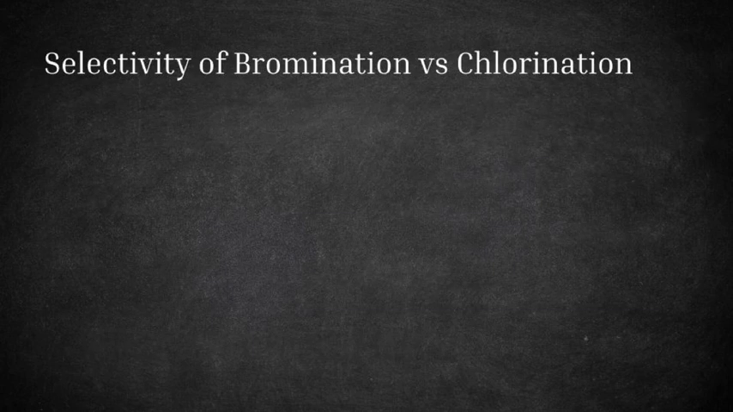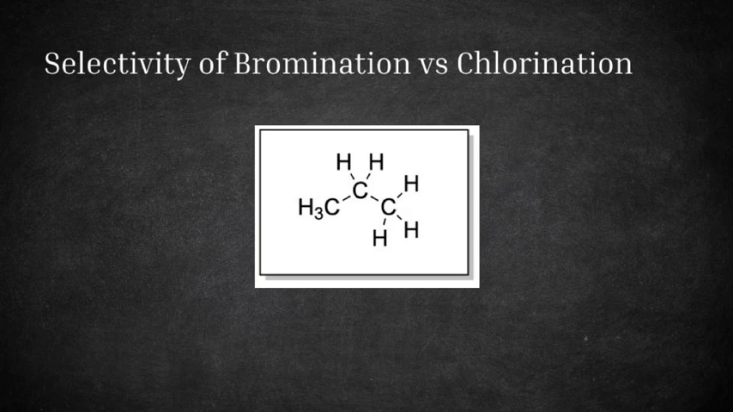Now we can put all the pieces together to discuss the reasoning behind the selectivity of bromination versus chlorination. Recall that earlier in the video, we learned that the hydrogen atom abstraction step is the rate-determining step of the free radical chain reaction. To understand the difference in selectivity, let's consider the bond dissociation energies involved in the free radical chlorination and bromination of propane, an alkane with both primary and secondary carbons. The energy required to break the C-H bond varies depending on whether the hydrogen is attached to a primary or secondary carbon, and this difference plays a key role in the selectivity of the reaction.